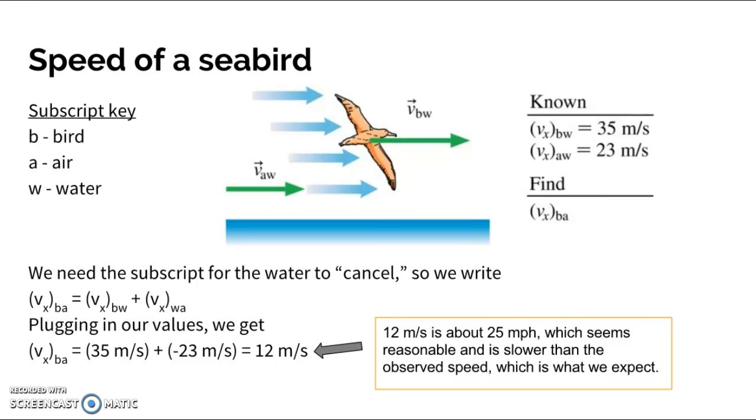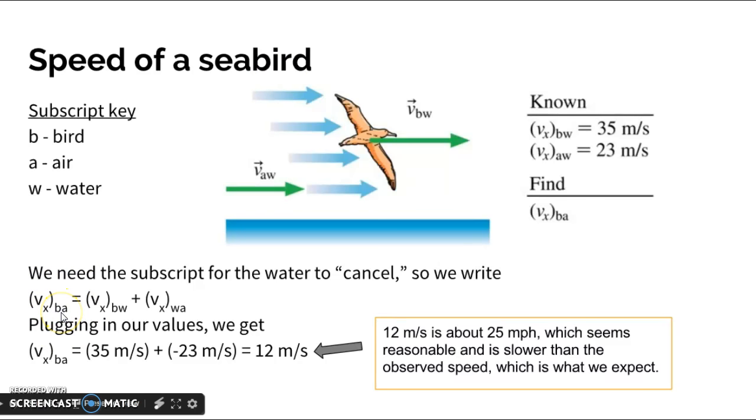Just to let you know, if there's a B in the subscript, that represents bird, A represents air, and W represents water. We are looking for the speed of the bird with respect to the air. That'll give us the truer meaning of how fast he's going. So we want our inner subscripts to sandwich together and cancel. We have bird, air, and water. We don't want to deal with water in our answer. We want the velocity of the bird with respect to air, so we're going to use that W subscript to cancel.